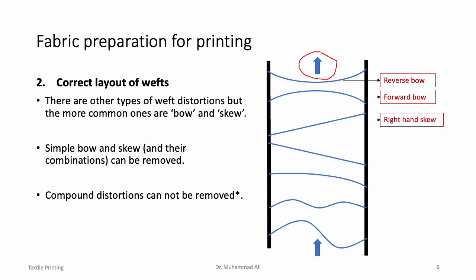The next one over here is a skew, and because this is on the right hand side of the fabric from the angle from which we are viewing it, this can be regarded as a right hand skew. The next one becomes obvious. It's known as a left hand skew. Now let's look at the next one. This is a skewed bow or a bowed skew. So if you look closely at this distortion, you will realize that it's a combination of a bow and a skew. More specifically, it's a combination of a forward bow and a left-hand skew.